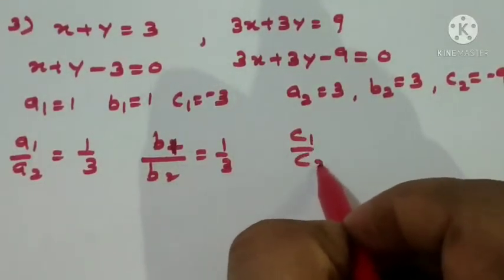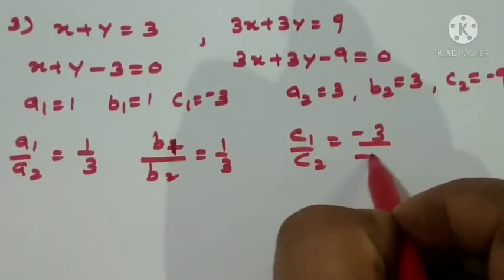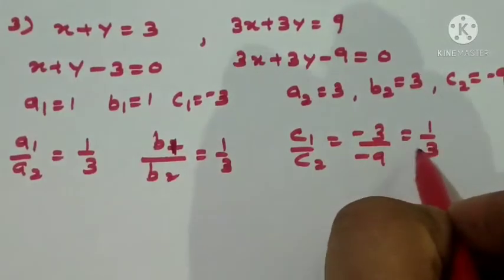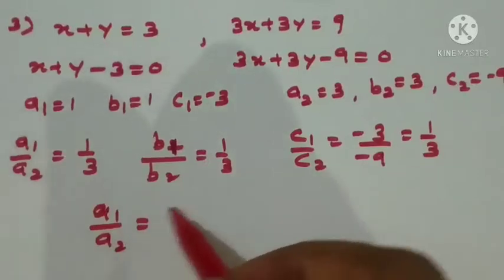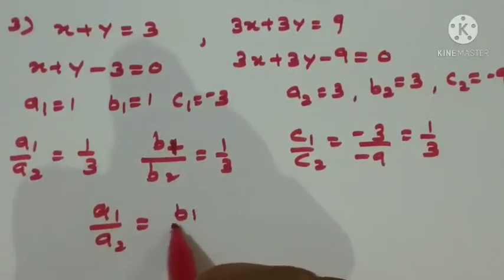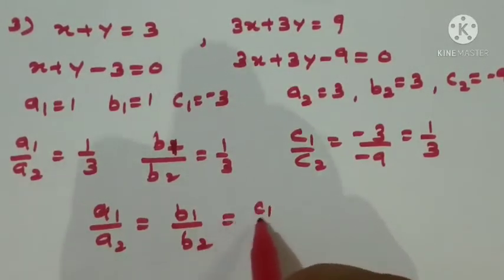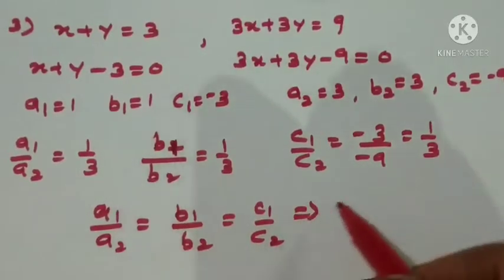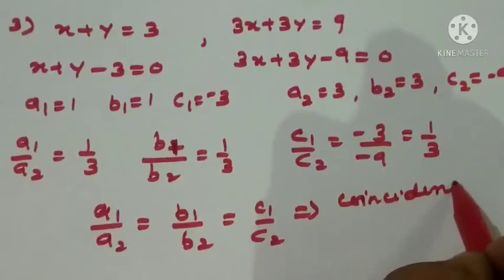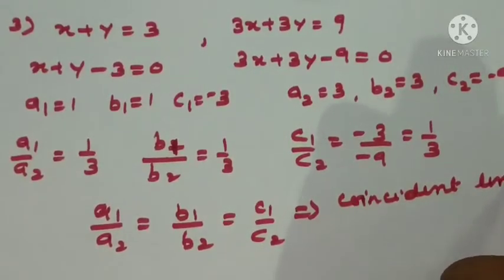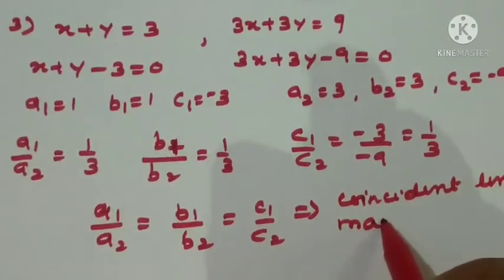Again c1 by c2 equal to minus 3 by minus 9. Again it is equal to 1 by 3. So what is the conclusion? a1 by a2 equal to b1 by b2 equal to c1 by c2. So it shows the lines are coincident. Many solutions.